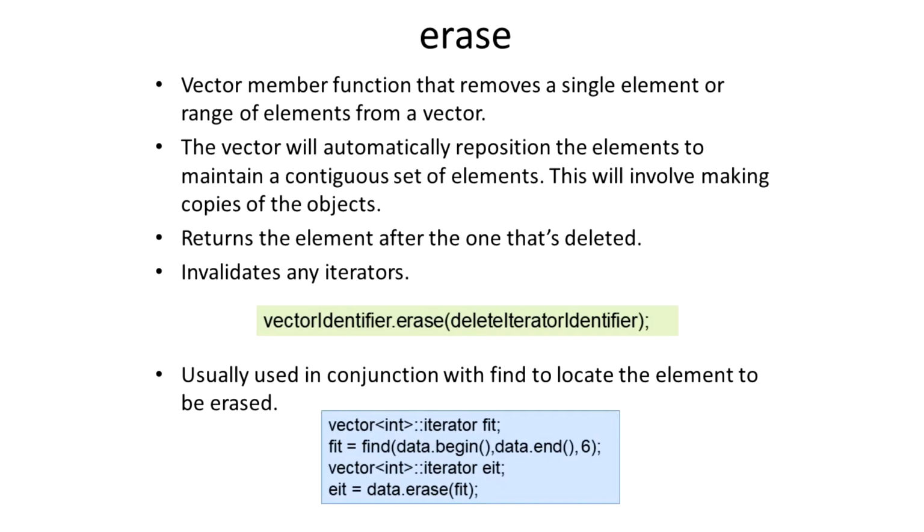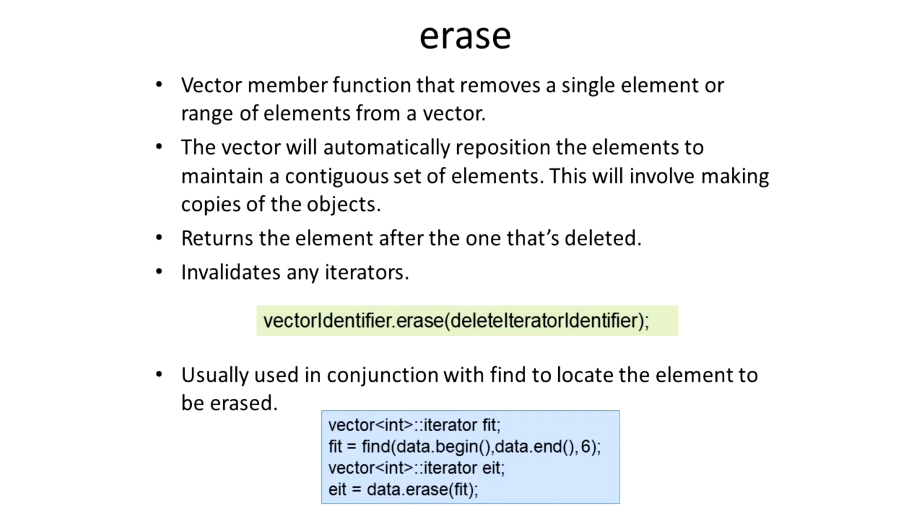And the final method that we're going to take a look at from the algorithms class is the erase method, which can be used to erase either a single element of a vector, or we can specify a range of elements that we want to delete from the vector. And this method's typically used in combination with the find method.